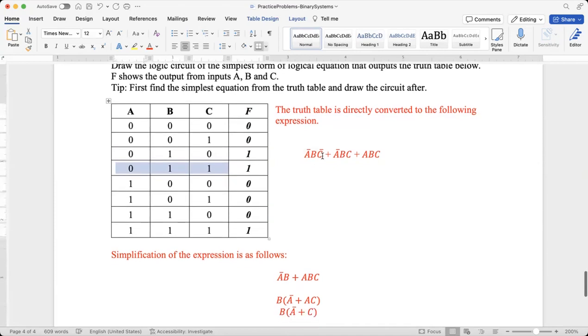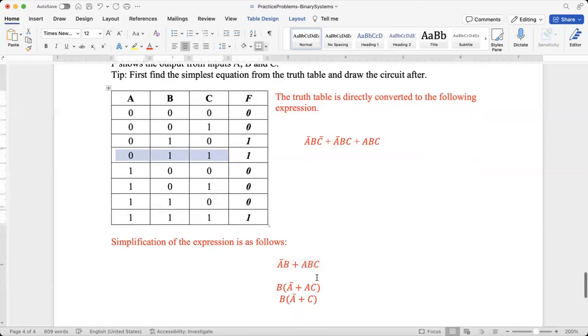Now that we have our general expression, we are going to need to simplify it. The first thing that I spot here is that for these two products, we have not A, B as the common term. So when we write not A, B in front of parentheses with not C or C, we have not C or C in parentheses, and that's naturally going to give us 1. That means we can eliminate that part. Therefore, we write not A, B, or the last product here, A, B, C.